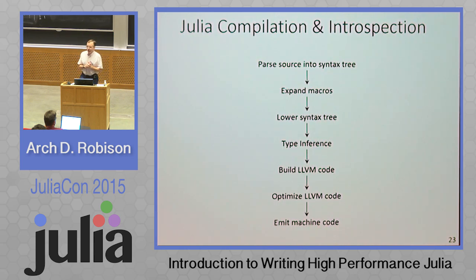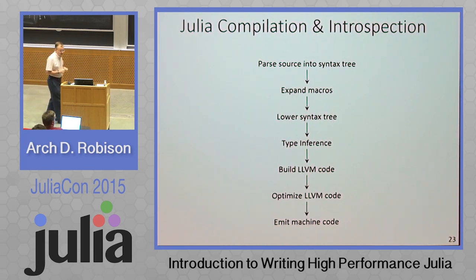The Julia compilation chain. I just showed it before. It's one box of the Julia compiler. There's a few more stages in it, and it's worth understanding what the stages do roughly, and how to intercept them. The first stage parses the source into the syntax tree.